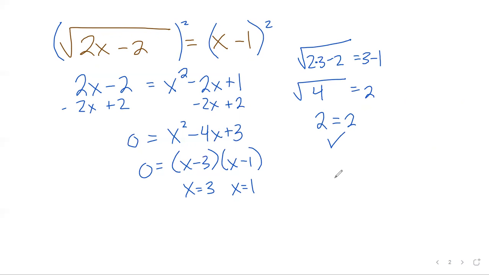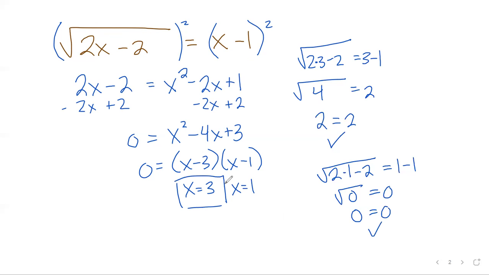And let's test x equals 1. Equals 1 minus 1. And let's see, square root, okay, 2 minus 2, square root of 0 equals 0. Yeah, 0 does equal 0. So in this case, both of these work. They are both solutions. Like we said, these solutions could both work. They could neither work. Maybe one of them works. We always have to test all of them.